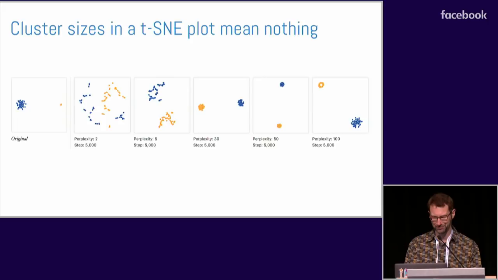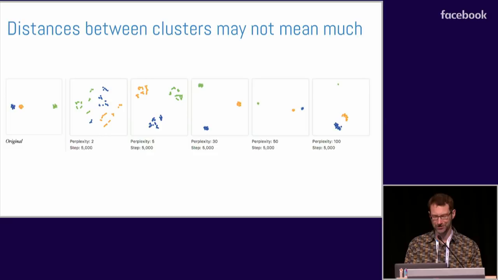Similarly, distances between clusters don't necessarily mean very much, and it really depends on your hyperparameters. You can see with some parameters here, these three things in the original, the orange and the blue are very close, but they just end up equally far in the middle. Only when you get to very high perplexities does it actually capture them.